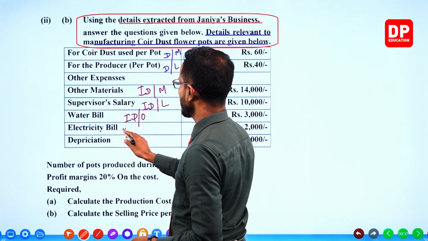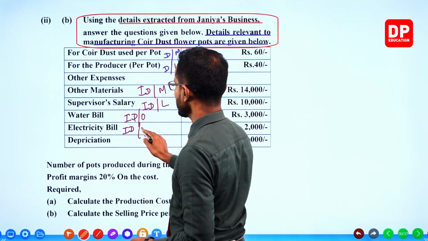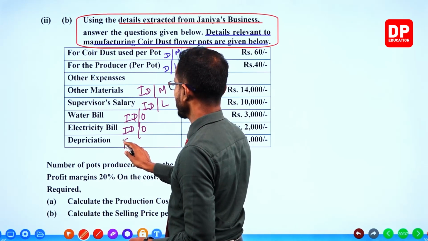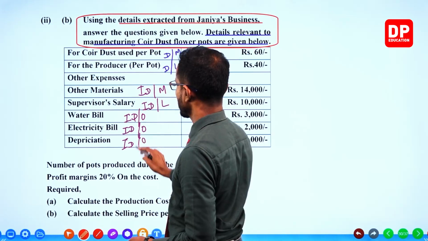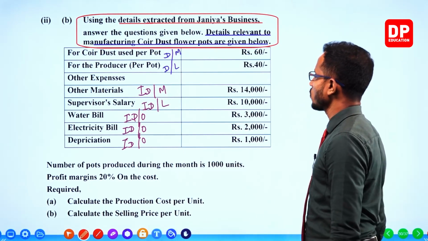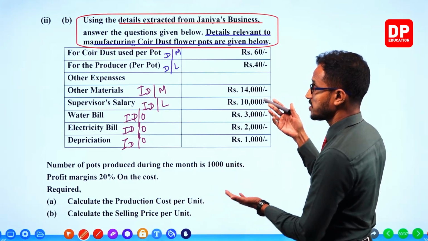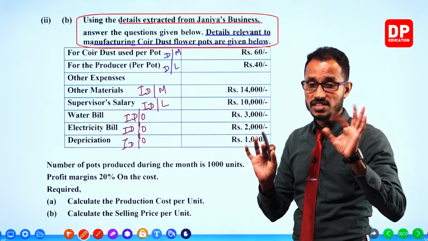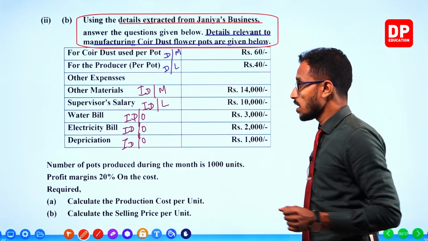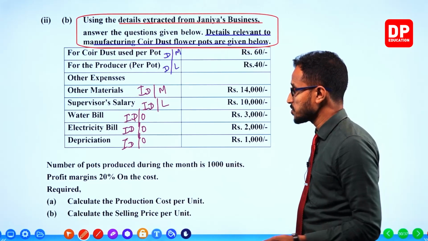Electricity bill, indirect other. Depreciation, indirect other. There you go. That's how you should categorize the information given when you have a set of information before you go and start your calculations.